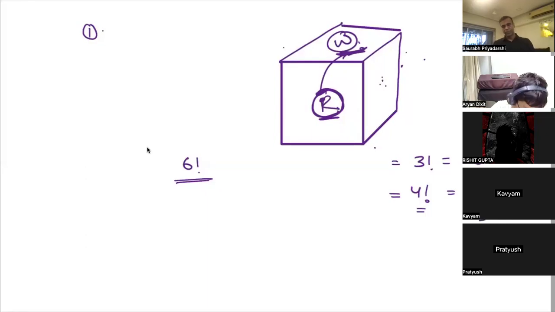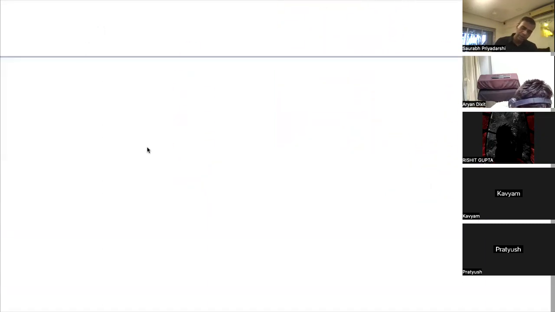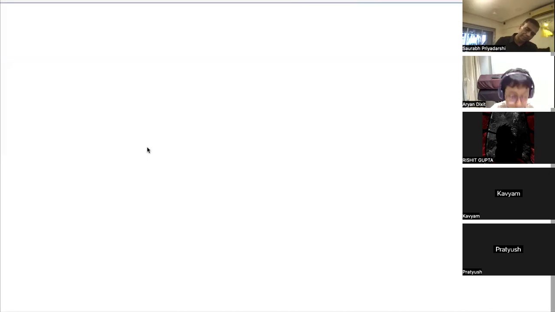Is this okay? Sir, could you please repeat how we got 4 factorial in the second case? See, case first.